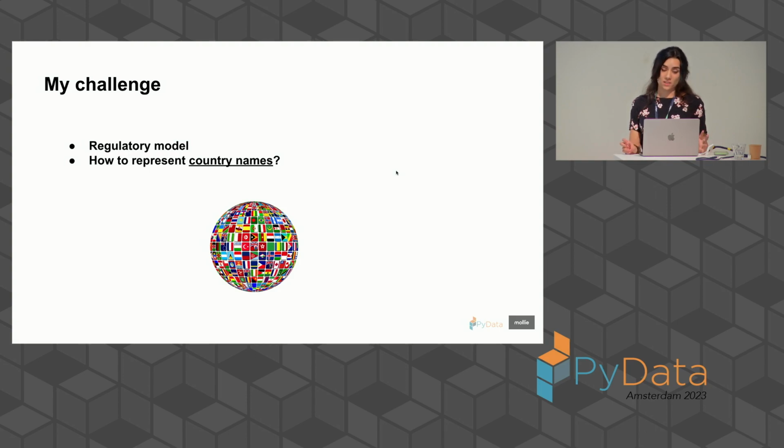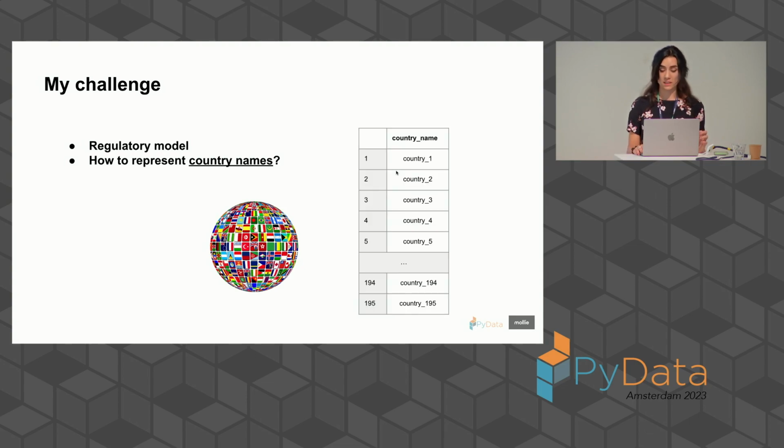So what was my challenge? I was working on a regulatory model, and I had to use country as a data point. These country names look something like this. We see there are 195 countries, all the countries in the world, and they're not very straightforward to transform into numericals. I'll show later why, and I'll show later also how I fixed it.